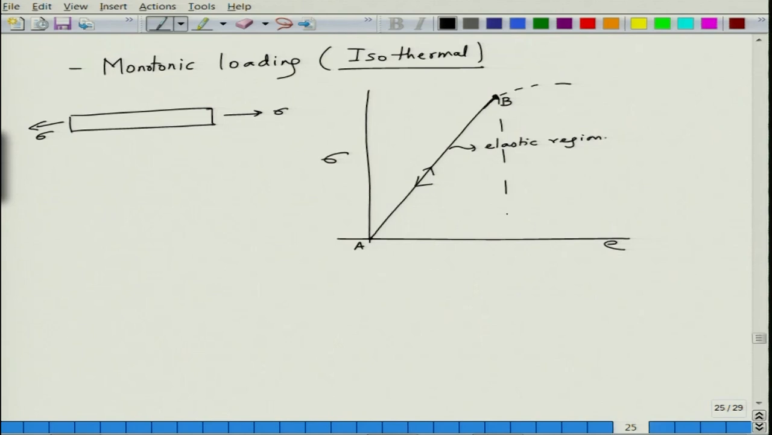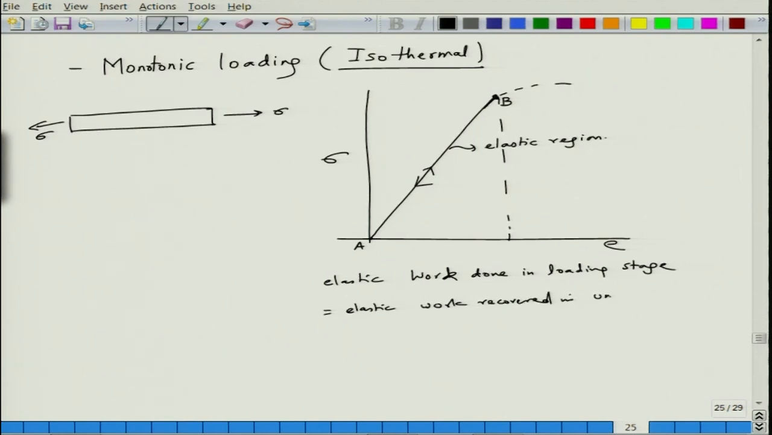So whatever is the work done in the loading stage, or let us say the elastic work in the loading stage, is equal to the elastic work recovered in the unloading stage. So that is, there is no dissipation of energy. That is what it means here.